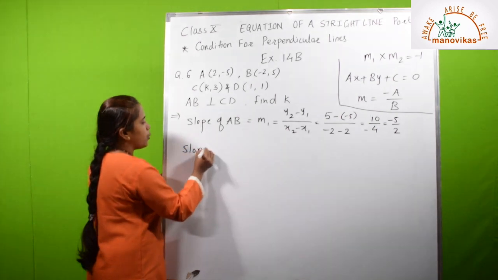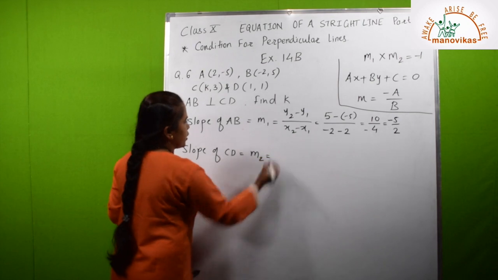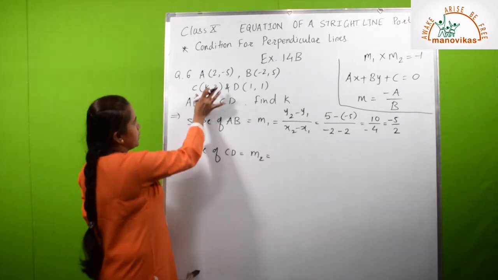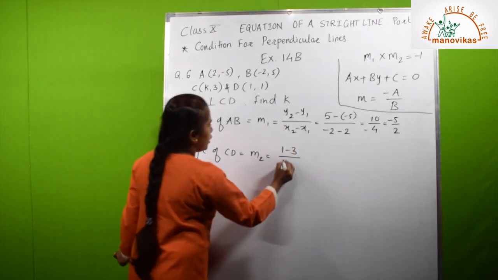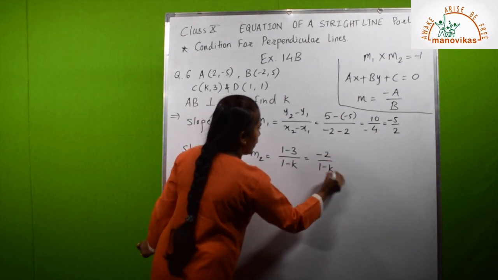Then slope of CD. Again same, m2 is equal to. Now again we have to take the C and D points. So it is 1 minus 3 upon 1 minus k. That is minus 2 upon 1 minus k.